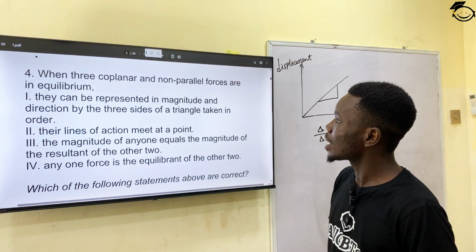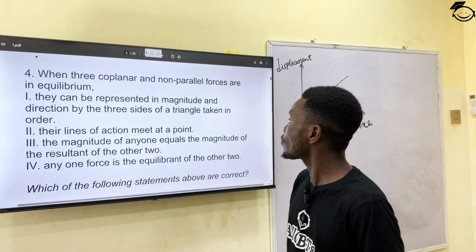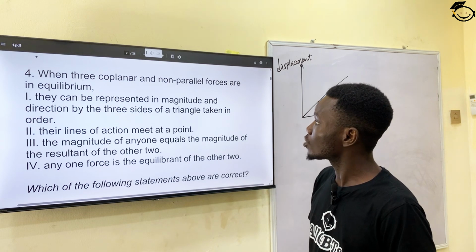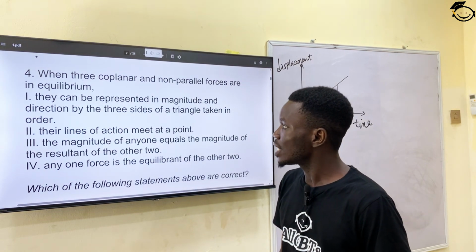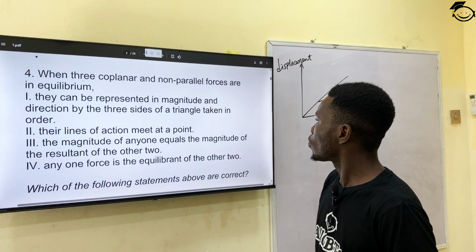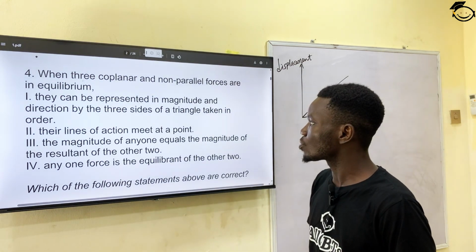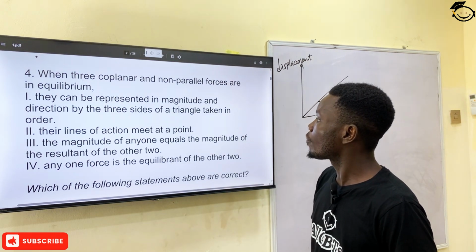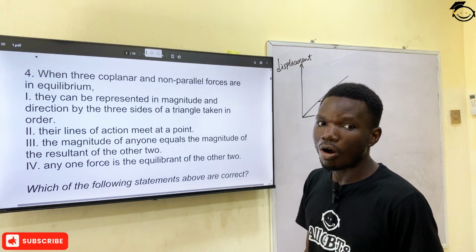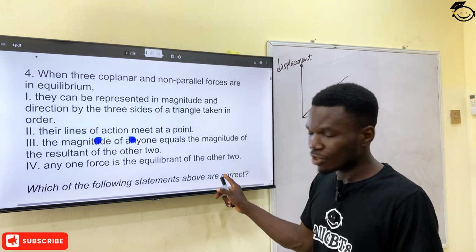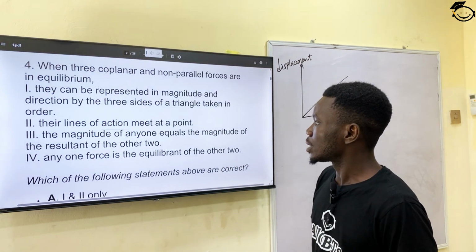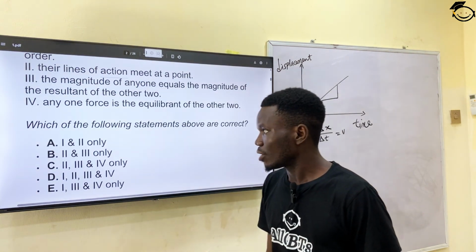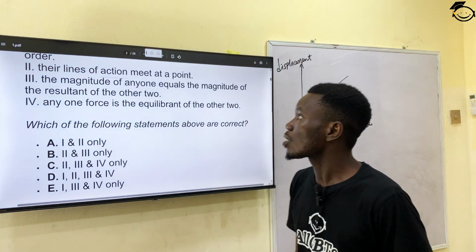Question number 4 says, when 3 coplanar and non-parallel forces are in equilibrium, Roman figure 1 says they can be represented in magnitude and direction by the 3 sides of a triangle taken in order. Roman figure 2 says their lines of action meet at a point. Roman figure 3 says the magnitude of any one equals the magnitude of the resultant of the 2 others. And Roman figure 4 says any one force is the equilibrant of the other 2 forces. Then they said, which of the following statements above are correct?